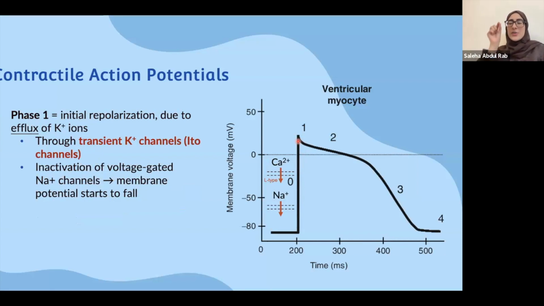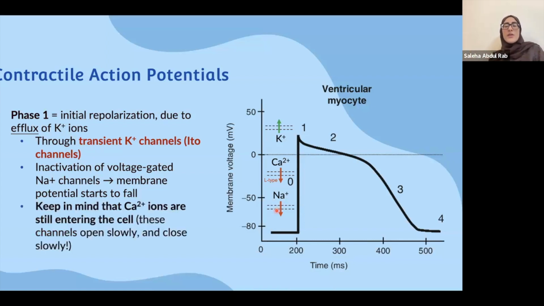Next, we have phase 1. So phase 1 is called the little peak or the little tip of the action potential, also known as the initial repolarization. So what happens here? There is an efflux of potassium ions. Potassium is leaving the cell. This occurs through transient potassium channels called Ito channels. At this time, the sodium channels that we were looking at earlier are now closed. And because potassium, a positively charged ion, is leaving the cell, the membrane potential starts to become more negative, right?